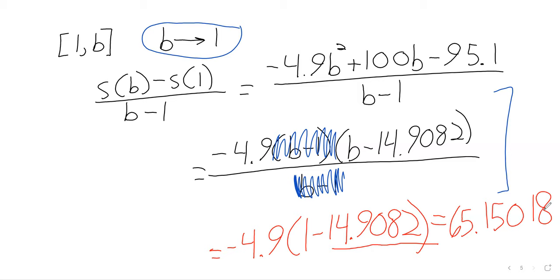So if we buy all of this, and there was definitely this factoring step, maybe a little, well, Wolfram Alpha seems to be factoring for us, but it's doing it in a kind of weird way. But if we buy this, then 65.15018 ought to be what we're looking for. Because as b gets closer and closer to 1, this average velocity should be getting closer and closer to the exact velocity we're looking for. And via cancellation, we were able to let b get as close to 1 as it could get. We were able to let b equal 1, no longer get a division by 0 error, get this instead.